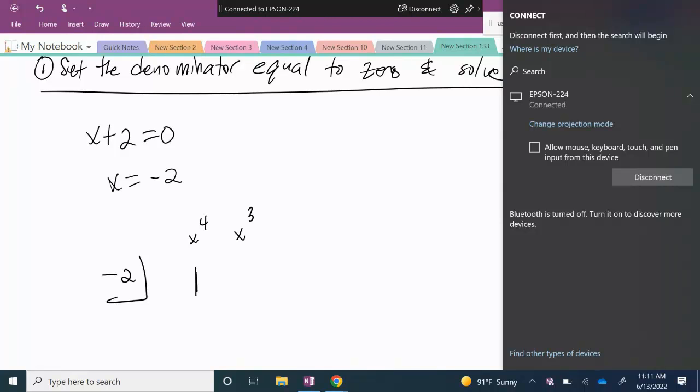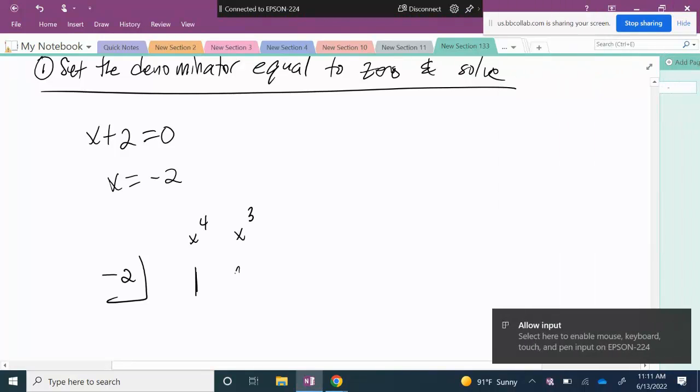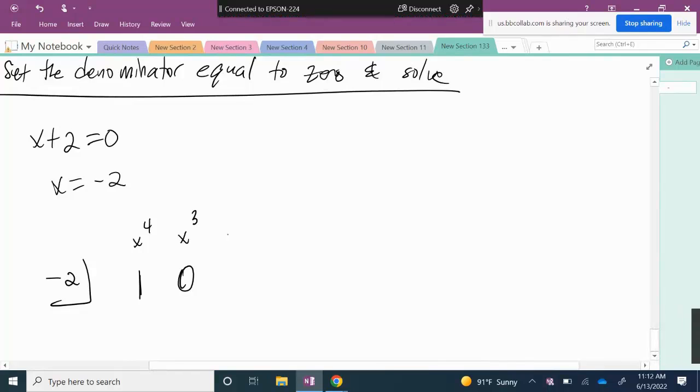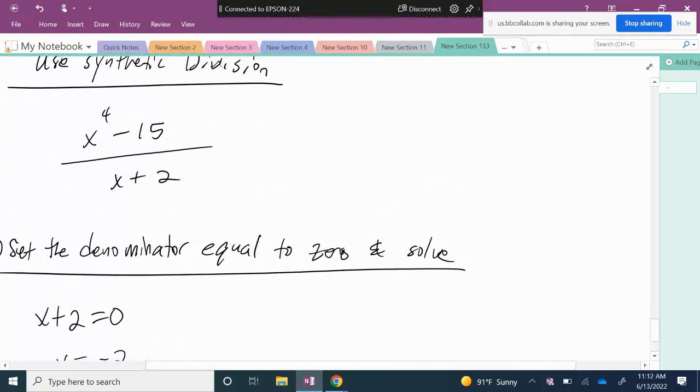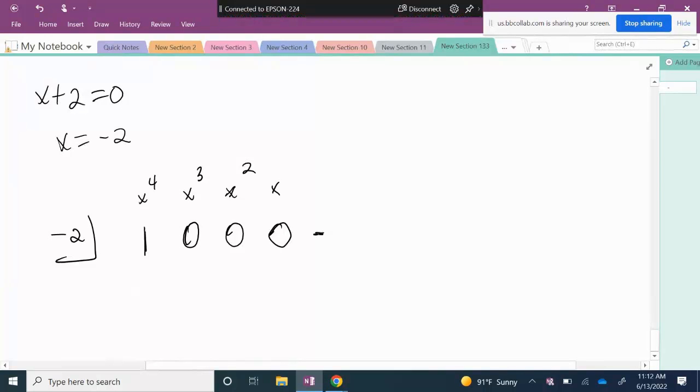We don't have a 3rd degree term, so I'm going to put in a filler 0. We don't have an x squared term, so I'm going to put in a filler 0. We don't have an x term, so that's another filler 0. And then we have the constant on the end, which is minus 15. So if you're missing any degree terms, you must put in a filler 0.